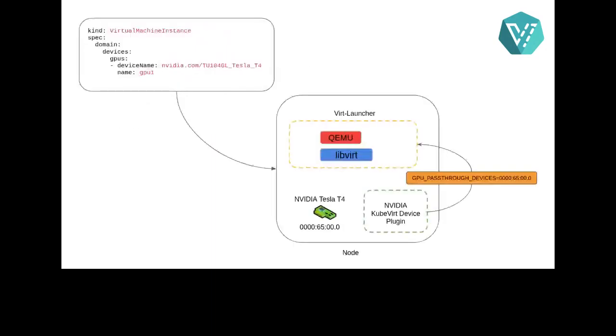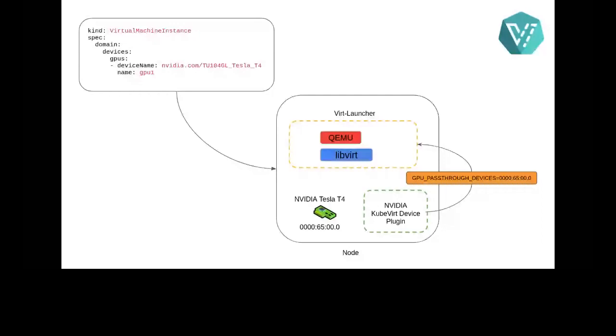So just a little bit of history. Some time ago, in a collaboration with NVIDIA, we introduced the support for GPU and vGPU device assignment to KubeVirt using the NVIDIA device plugin. Once this device plugin is installed in the node, it looks up all the NVIDIA devices on the host, and if bound to the VFIO driver, it will advertise these devices to the Kubernetes scheduler.